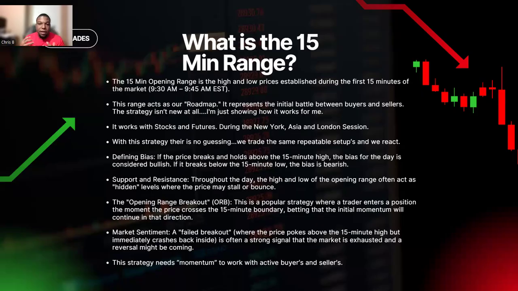Another strategy that I used to trade is the opening range breakout. They call it the 15-minute ORB because it's the opening range breakout. I just call it the 15-minute range because I used to trade the breakout a lot, but market conditions definitely told me to avoid that and to adapt to the market. But the opening range breakout is a popular strategy where a trader enters a position the moment price crosses the 15-minute boundary to the upside or to the downside, betting that the initial momentum will continue in that direction. And that's all we're trading. We're trading the trend and we're trading where the market wants to go.